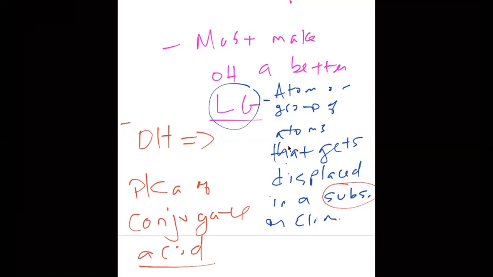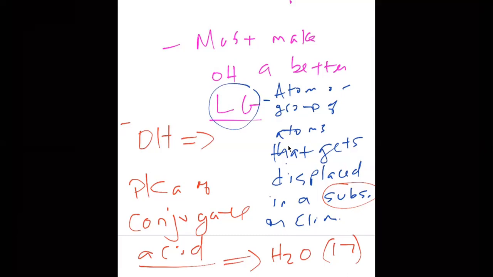The conjugate acid of OH will be water, which has a pKa of about 16 or 17. That's not very acidic, right? The more acidic the conjugate acid is, the better the leaving group is. Any questions about that?